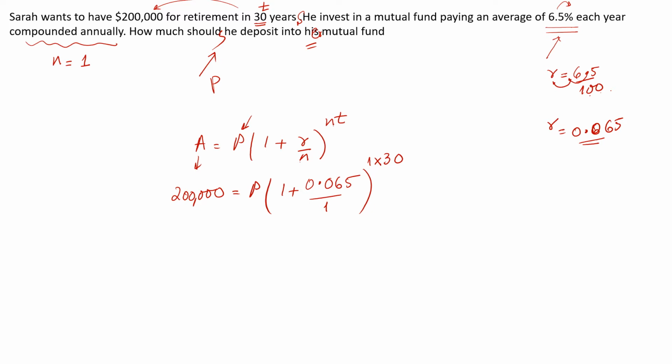Now, since you want to find out the P, what you will do is divide the whole thing by, means divide the whole thing over here. Bring this thing over here. So you will write directly in the calculator 200,000 divided by 1 plus 0.065 whole to the power of 30.